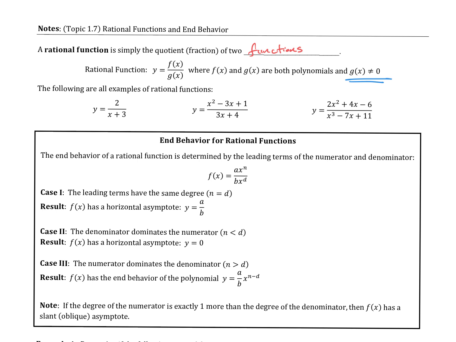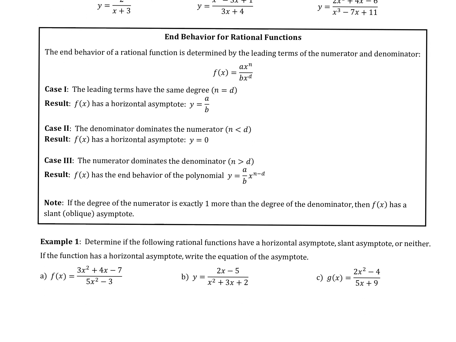All right, so we're going to talk about end behavior again. We've talked about end behavior a little bit, and we're going to continue. The end behavior of a rational function is determined by the leading terms of its numerator and denominator. By leading terms we mean the highest degree term. Let's look at case 1. If the leading terms have the same degree, then we do have a horizontal asymptote, and we look at the coefficients of those. So it's y equals the ratio of the coefficients when we have the same powers.